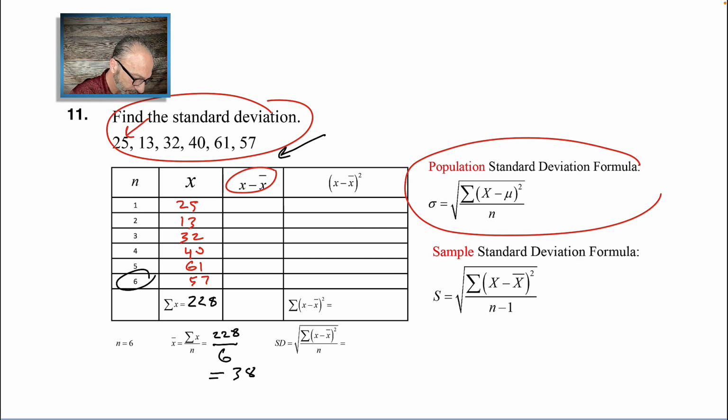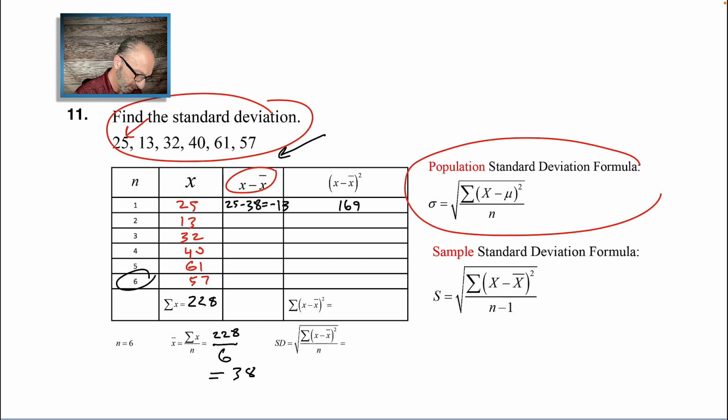Excuse me. So this right here will be 25 minus 38, and that is negative 13. When you square that, we get 169.